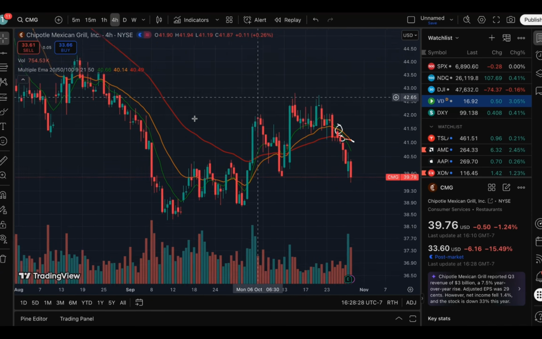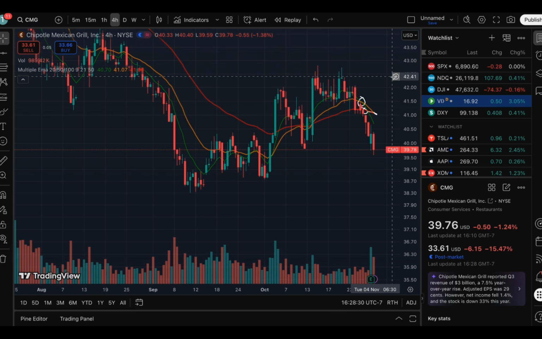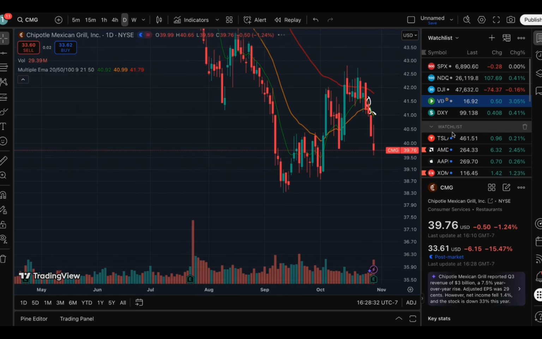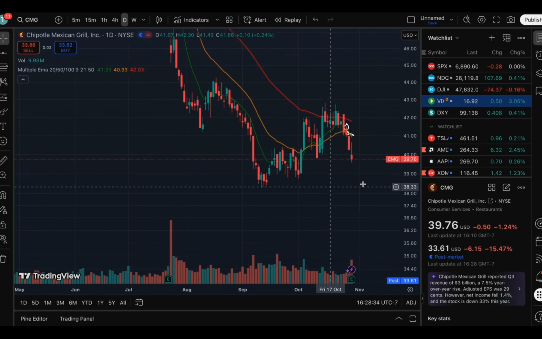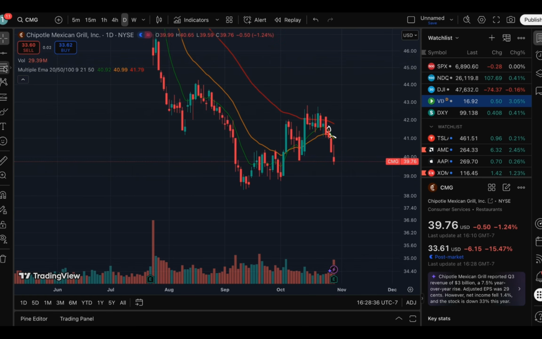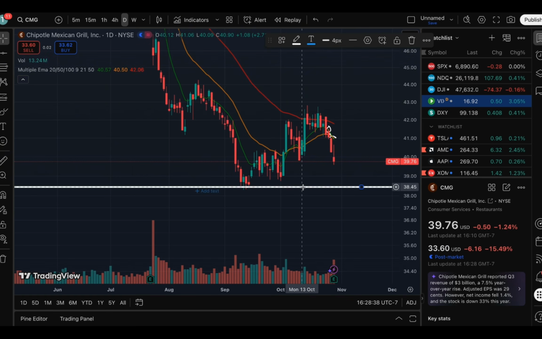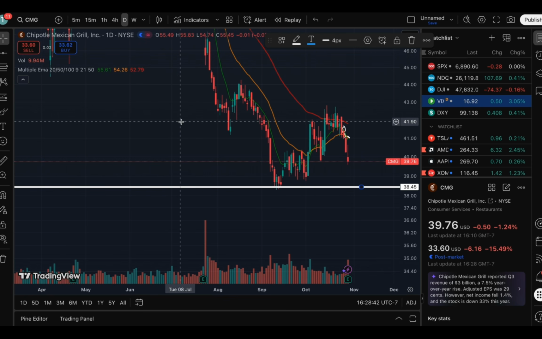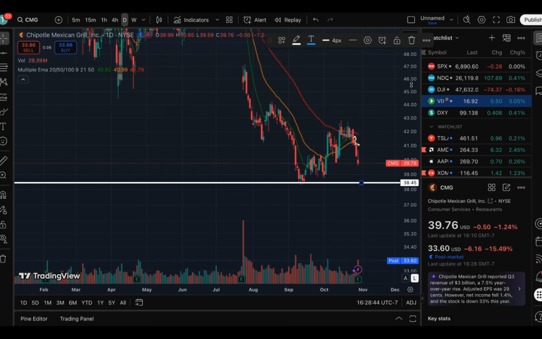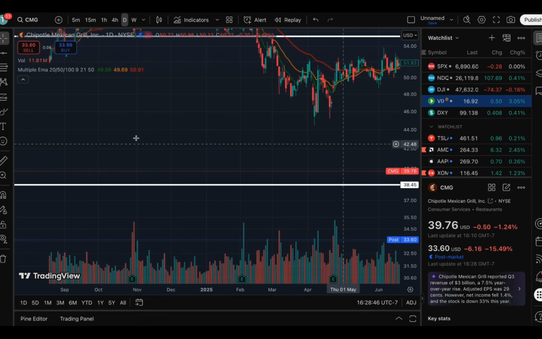once again, it's a good idea to start looking at higher time frames, finding levels of support so we can see where Chipotle can maybe bounce, right? We already know it's broken below this level. We know it's broken below that level. So we're going to have to find where the next level is. And I think this is the lowest Chipotle has been in years.